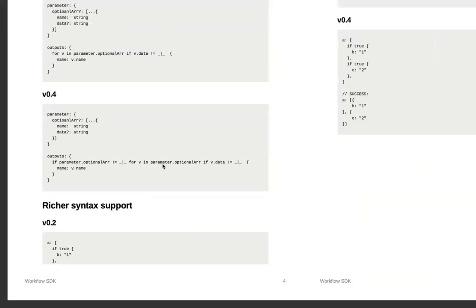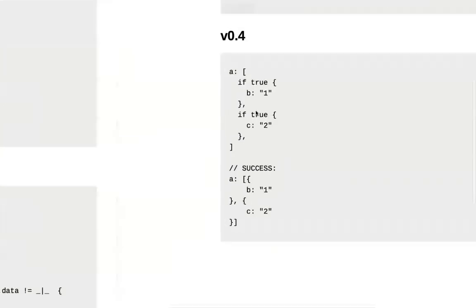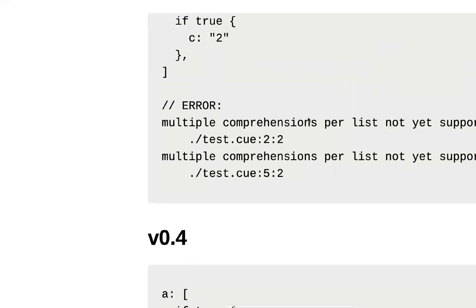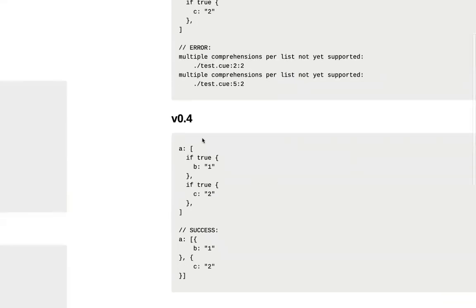Also, the current version of Q has richer syntax support. For example, in the past version, we can see the example here. If we have specified two if comprehensions in one array, it will report an error. The error is like the multiple comprehensions policy not exported. But in the current version, the 0.4 version, now Q can support such comprehensions.